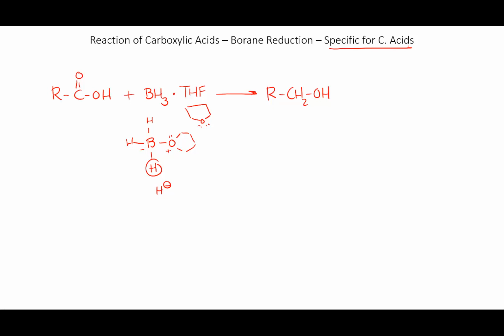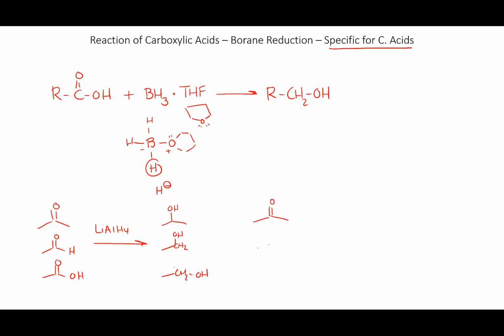But the nice thing about this reaction is it is specific for carboxylic acids. In other words, the BH3-THF will only reduce a carboxylic acid. It will not reduce aldehydes, and it will not reduce ketones. So if you had a ketone or an aldehyde or a carboxylic acid and you reacted it with lithium aluminum hydride, you would form a secondary alcohol, or a primary alcohol, or again a primary alcohol in the case of the carboxylic acid.